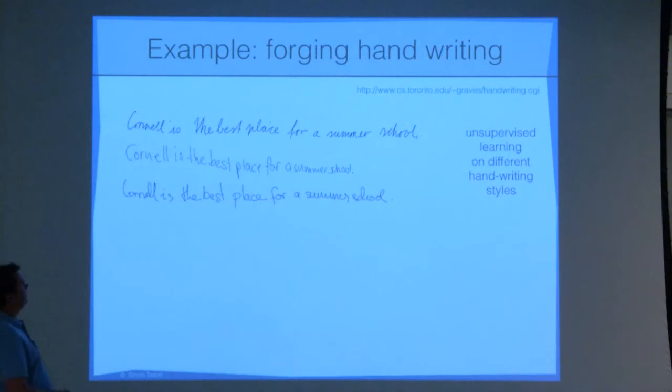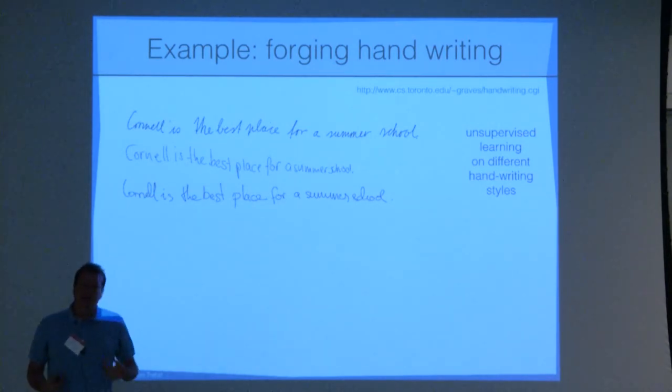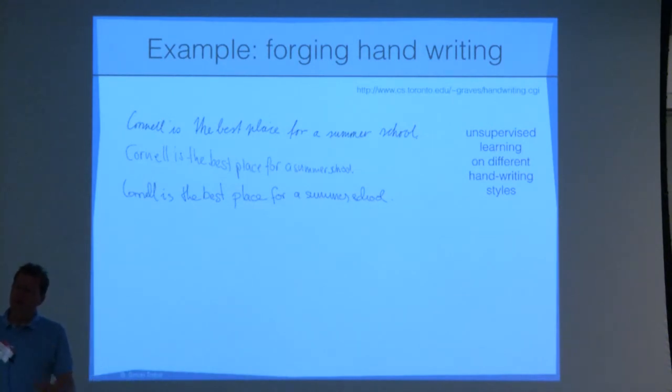So let's again start with a common world example. Let's have a couple of people in the room write a sentence: Cornell is the best place for a summer school. And then after 3 people have done this a few hundred times, let's put this into a computer, and the computer has to realize there are 3 students with 3 different types of handwriting. That's what the unsupervised approach is here. So we realize different types of handwriting: student A has this writing, student B that one, and student C this one.